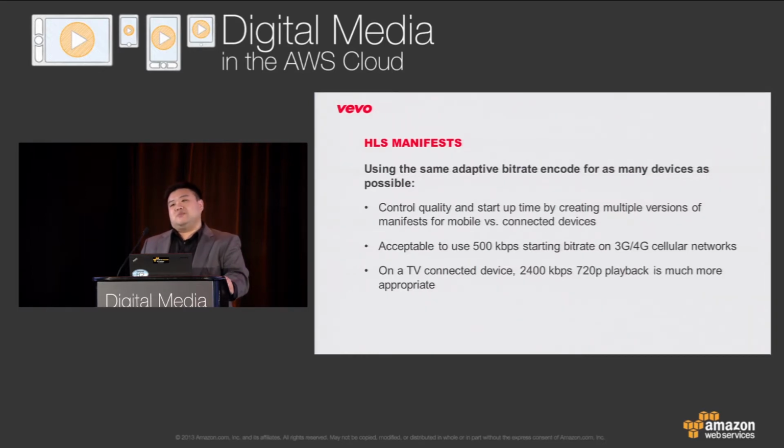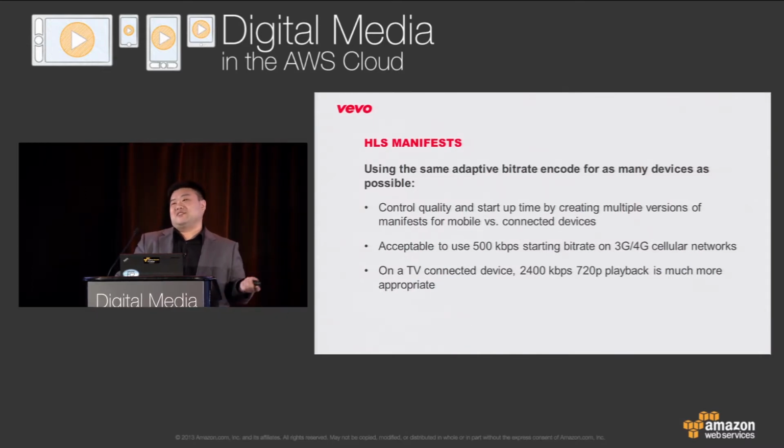So you may be using HLS video on a mobile cellular platform, but you can also use those same encodes on connected devices. You can do these things by manipulating the manifest, but they still have the same underlying video encode. On an iPhone with a 3G connection, you might start with the manifest at 500 kilobits per second. But on a connected device, with the same set of encodes, we want to start at a much higher quality level.